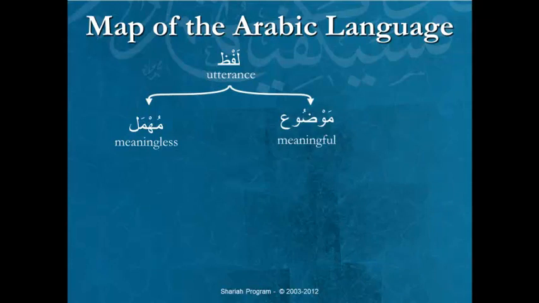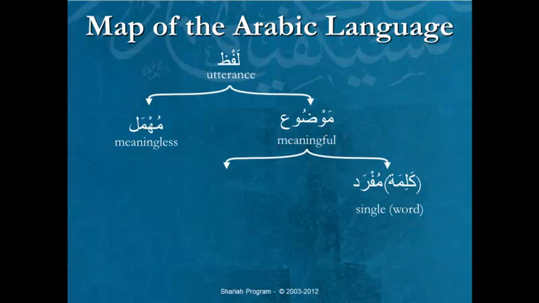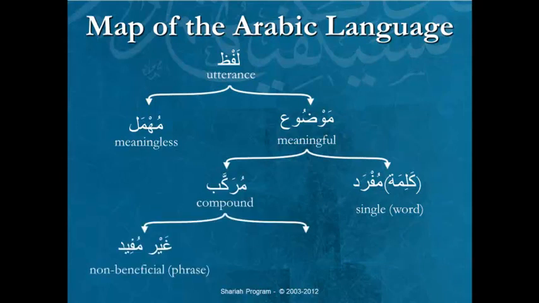And that one's called mawdu', meaningful. And everything is included within meaningful. It could either be single, which is mufrad. Mufrad means single. Or kalima means word. And the rest of this presentation will focus on the word. Or it could be compound, and then compound further splits up into the phrase, ghayr mufid, which means non-beneficial, or the sentence, mufid.